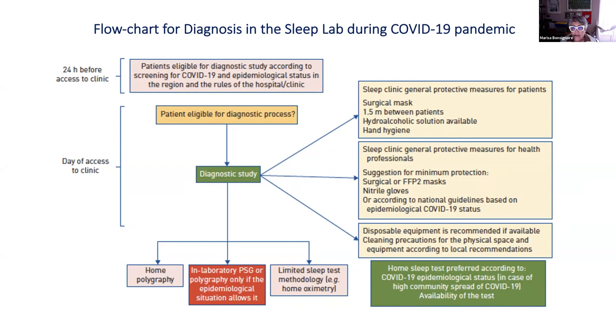There are again some general clinical protective measures for patients that are the same that I've said already. The health professionals should wear surgical or FFP2 masks, nitrile gloves, or follow the national guidelines. It is recommended that disposable equipment is used if available, and the physical space should be well aerated and should be cleaned according to local recommendation.